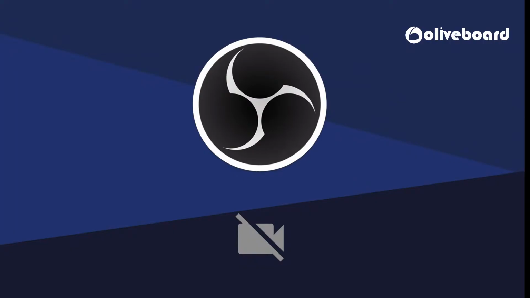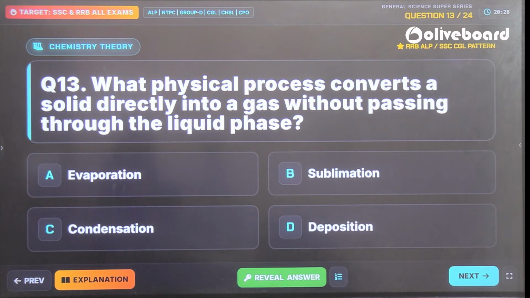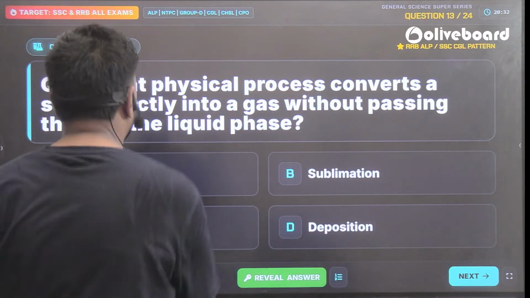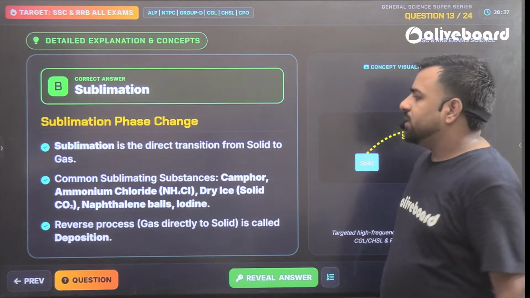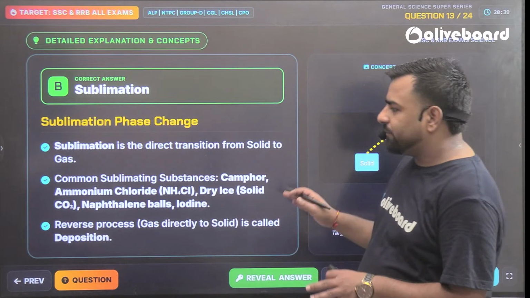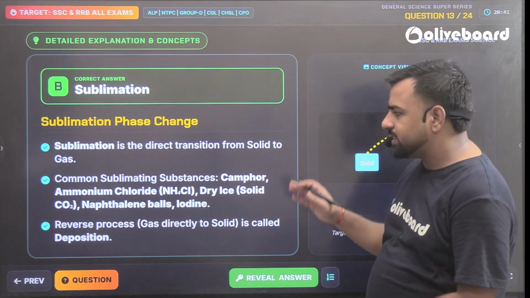Fine. Next, what's the next question? So here, Manoj, and we have official Harry also. Official Harry, you are absolutely correct. The correct answer was sublimation. All the explanations are given here. The common sublimating substances are camphor, ammonium chloride, dry ice, naphthalene balls and iodine.